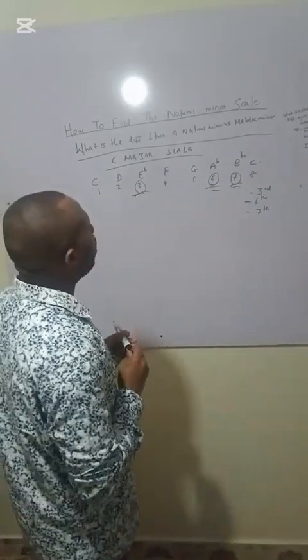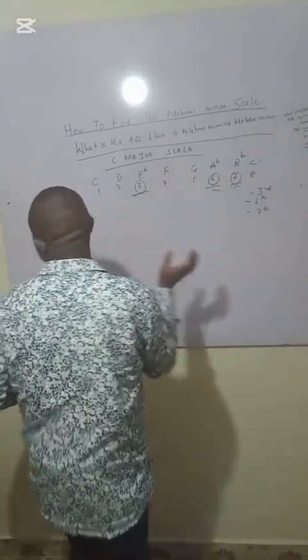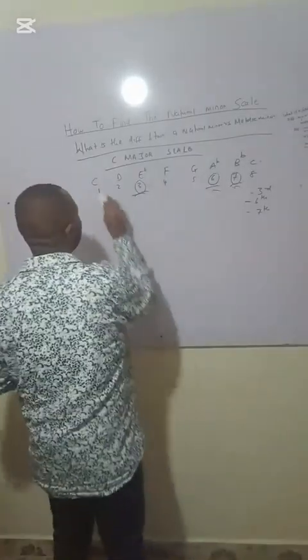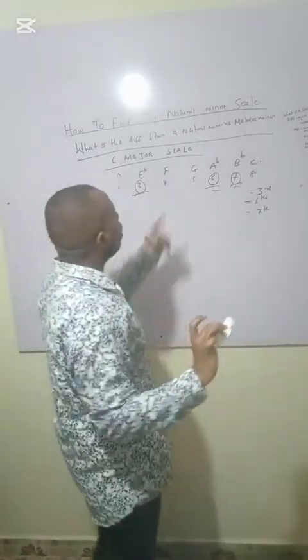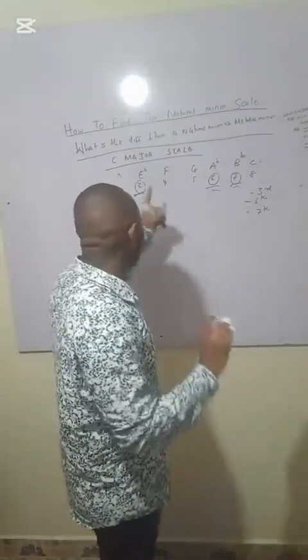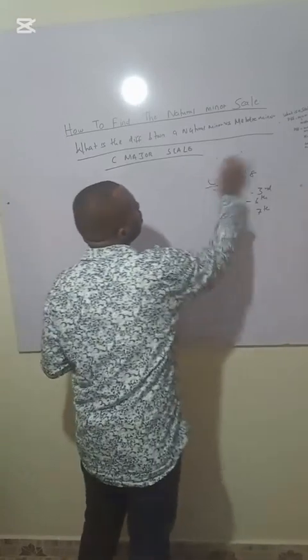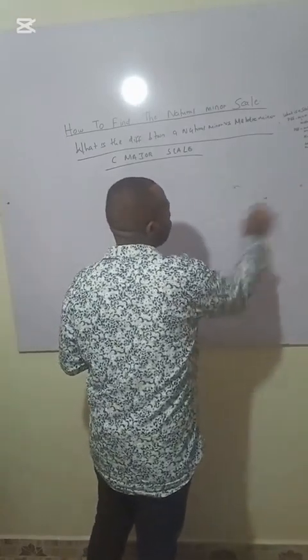Now for you to find the melodic minor scale, it's very easy. First you're going to reference also the major scale. Let me just write it again so that we shall understand. I've said for the natural minor scale, we are flattening the third, the 6th and the 7th when we reference the major scale. So let us find the melodic minor scale so that you can see the difference.